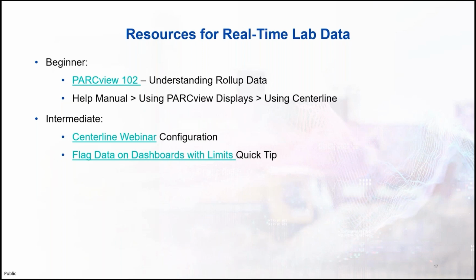And then also using Centerline, there's a help manual for that, as well as configuration. And then we recently released a PARCview quick tip, which is about 2 minutes long, about how to flag data in dashboards with limits. So I think a lot of our other examples were how to flag data when you type in a value, but you can actually use the limits that you've already set up in PARCview and flag those values. So you don't have to retype them in, and you don't have to update them once you update the spec because they're tied into the spec. So check out that quick tip as well.